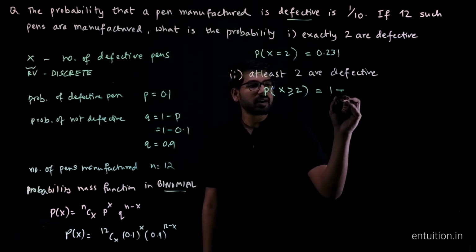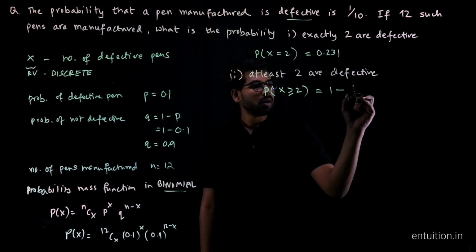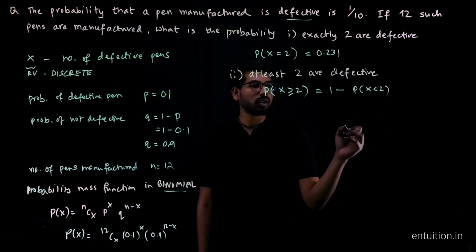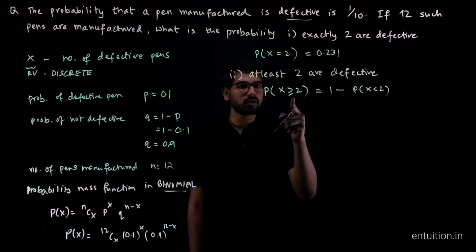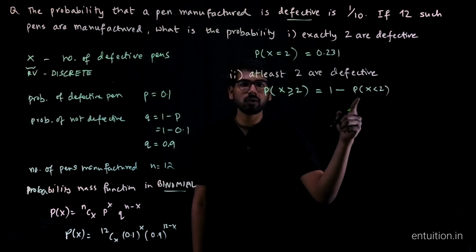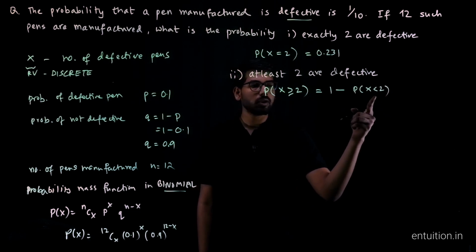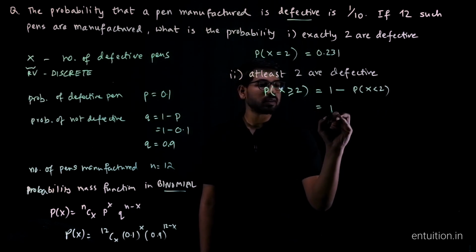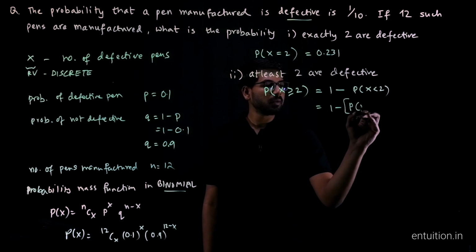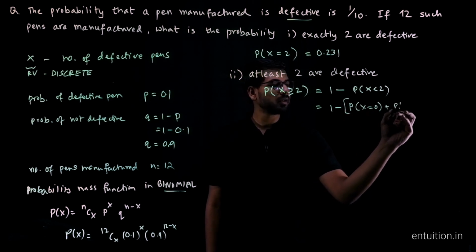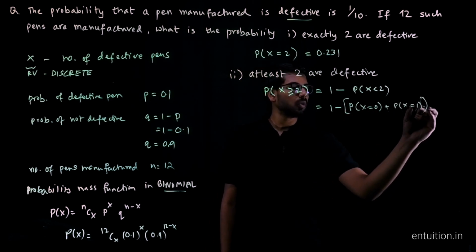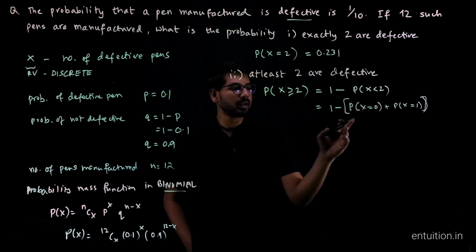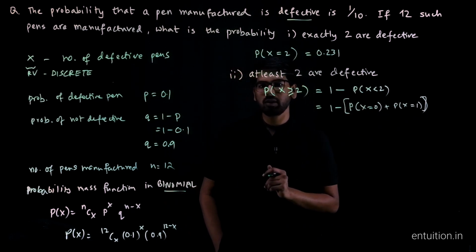So if I subtract 1 minus probability of x less than 2, then x greater than or equal to 2 means 2 to 12, and x less than 2 means 0 to 2, not including 2. Here it is including 2, so it is 0 and 1. So this is nothing but 1 minus the probability of x equal to 0 plus the probability of x equal to 1. Instead of finding all those things, I'll just find 0 and 1 and subtract them from 1.